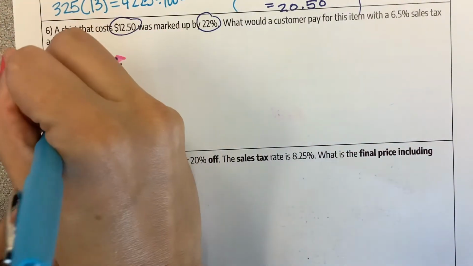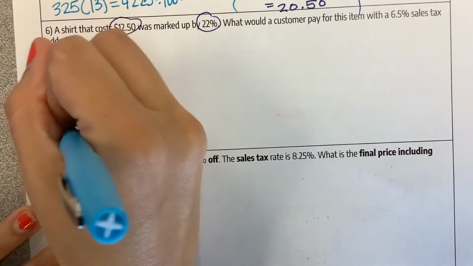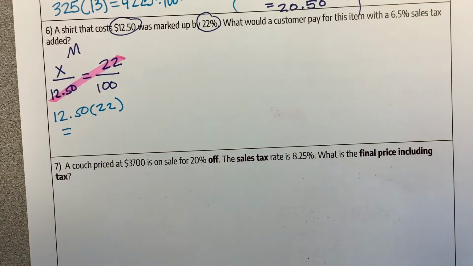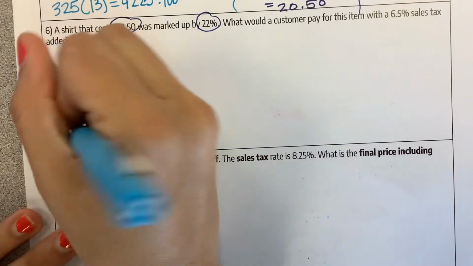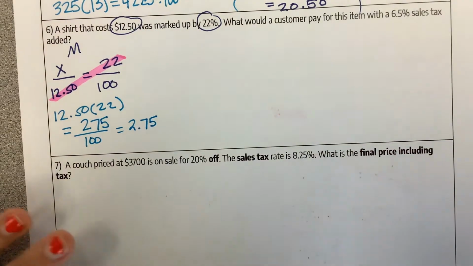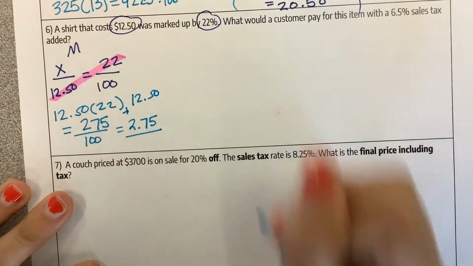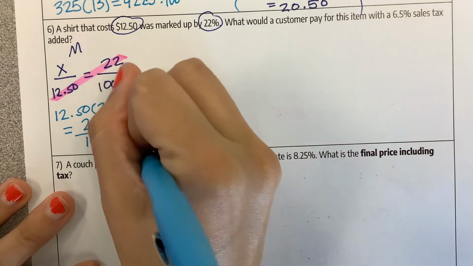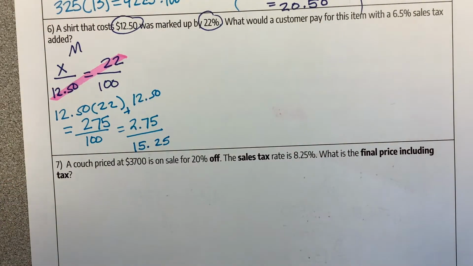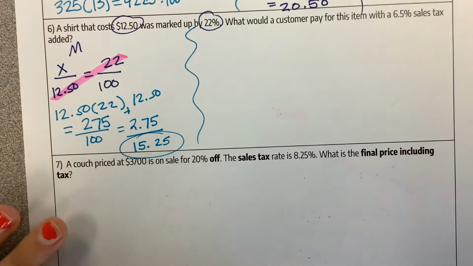We are multiplying $12.50 times 22, which equals 275. Divide that by 100 and you get 2.75 for the markup. It is marked up. We are adding to the price. So I'm adding this to our original amount of $12.50, and that gives us $15.25. So that is our new price that we are using.